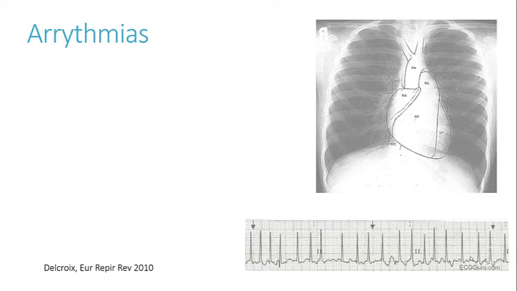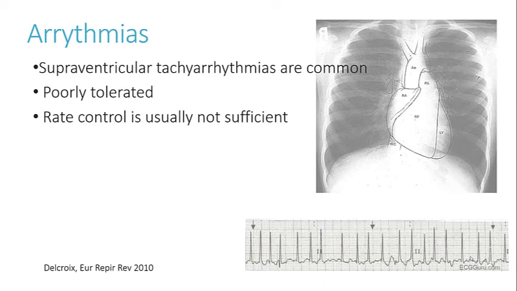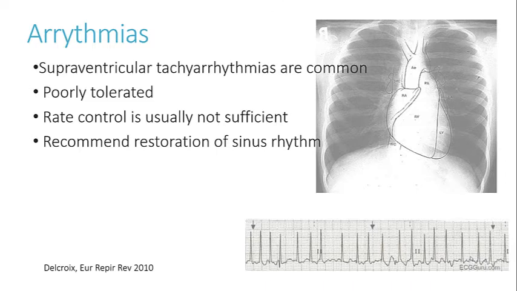Arrhythmias are common in patients with RV failure, mostly because of the dilated atrium. Supraventricular tachyarrhythmias, atrial fibrillation, and atrial flutter are the most common, and they're really poorly tolerated. They talk about this atrial kick: if the atrium contracts right prior to the ventricle contraction, it's thought to help with forward flow of the blood. When you lose that, you get worsening systemic blood pressure and worsening cardiac output. So it's recommended to restore sinus rhythm if possible.